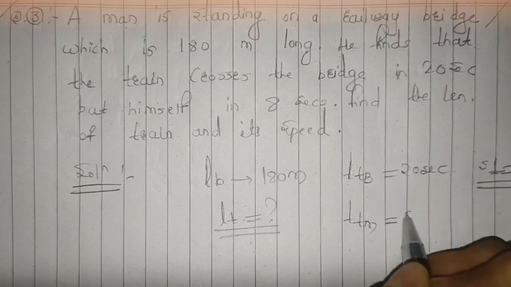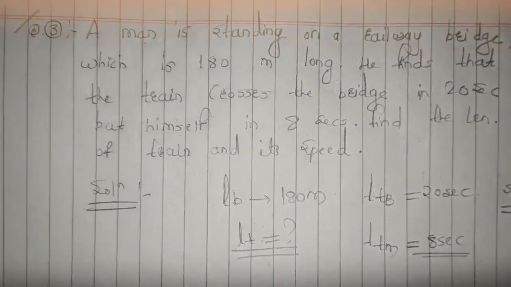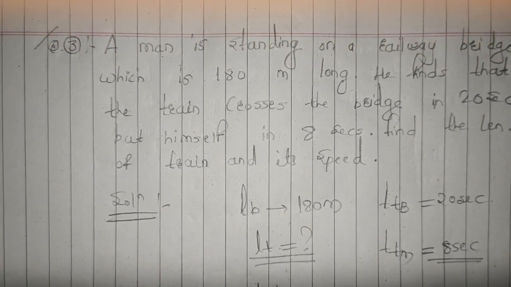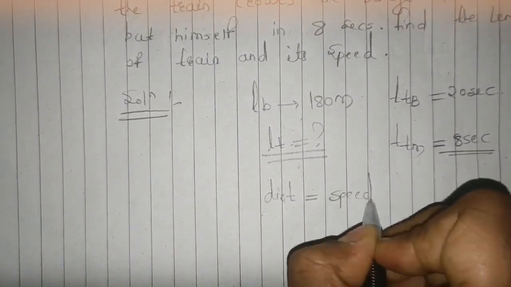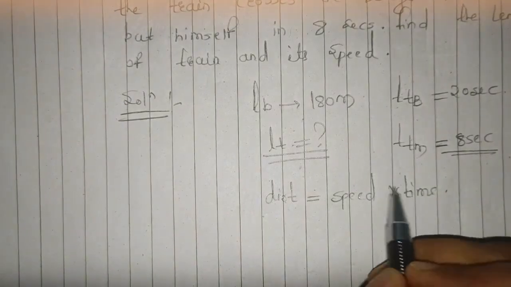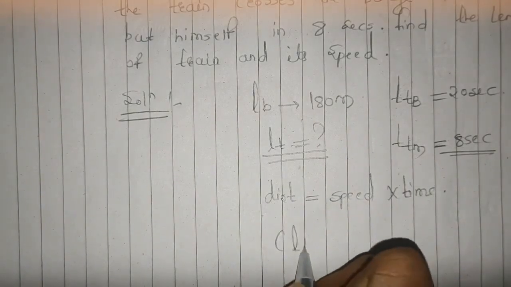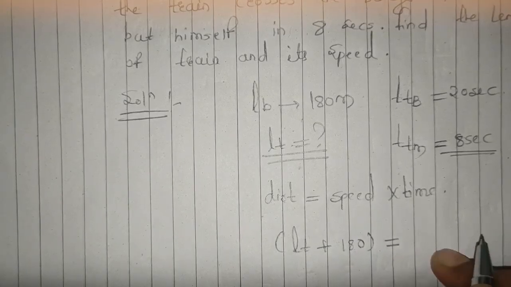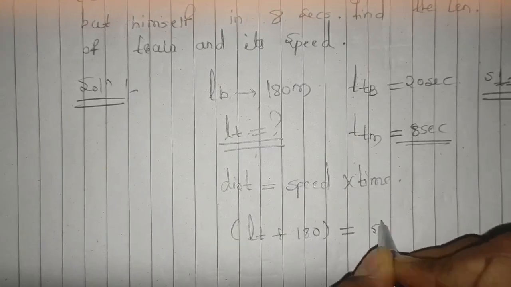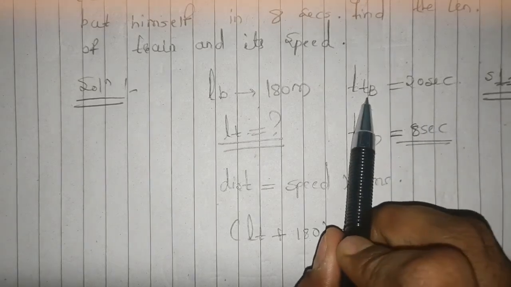If we make the equation from the first case, what would it be? First of all, we have to make sure that we know this basic formula: distance is speed into time. Our distance is simply the length of the train, which we do not know and have to find out, plus the length of the bridge, which is 180, right? And the speed would be simply the speed of the train, and the time taken by the train to cross the bridge is 20 seconds. So this is our first equation.